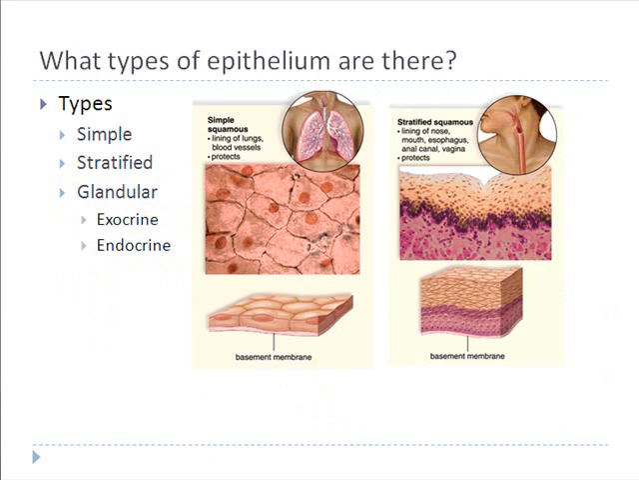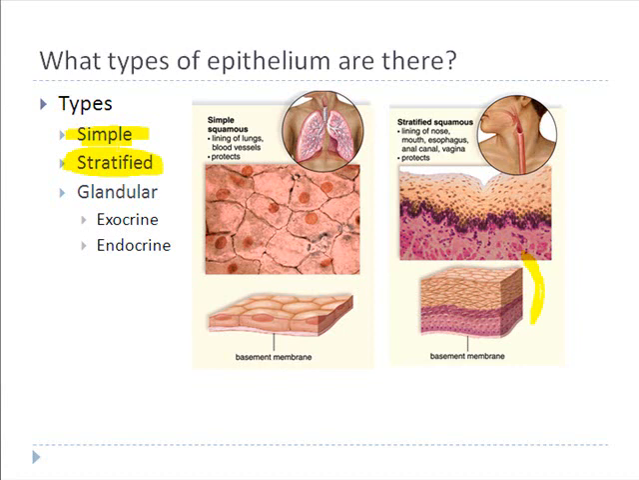Now, within the category of epithelial tissue, there are different types of epithelial tissue. The first major distinction we can make among epithelial tissues is: is the tissue made up of a single layer of epithelial cells? If it is, we call it simple epithelium. If, on the other hand, the epithelium is made up of multiple layers of epithelial cells stacked one on top of each other, then we have what's called stratified epithelium.